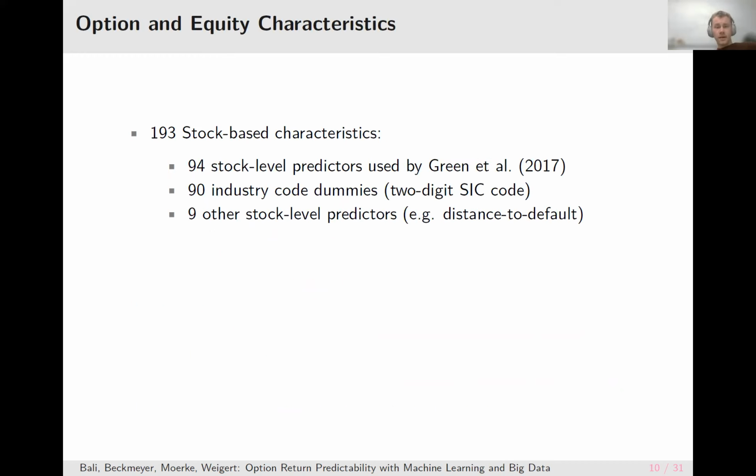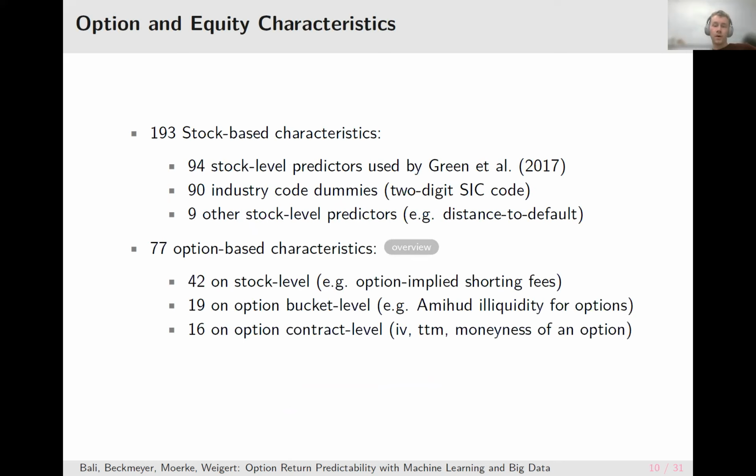Now, we have 193 stock-based characteristics: 94 that were used in Green et al. and Gu, Kelly, and Xiu, 90 industry code dummies, as well as 9 other stock level predictors that we add, which have been shown to have predictive power for other asset classes or also options. And we also add 77 option-based characteristics, right? 42 of these operate on the stock level, for example, the IV-RV spread, the spread between the implied and the realized volatility, or the option implied shorting fee.